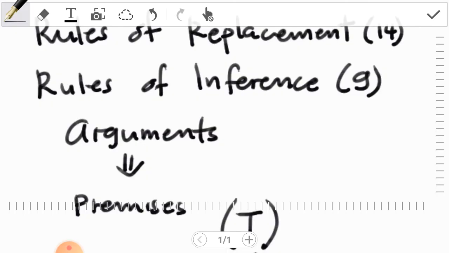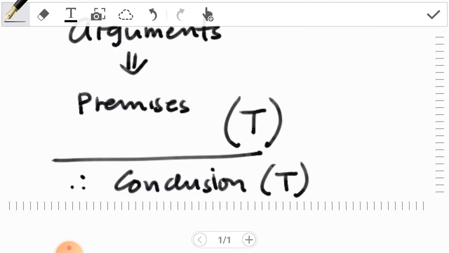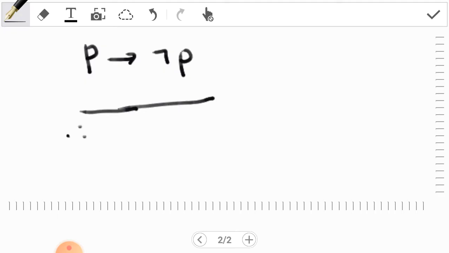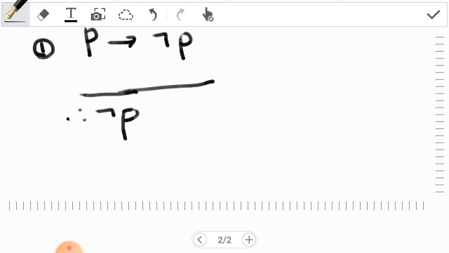Okay? So let's now get into business. Let's prove some problems today. And let's start with this very simple example. Prove the argument that P implies not P, therefore not P. Okay, so we only have one premise, and then we already have the conclusion, therefore not P.